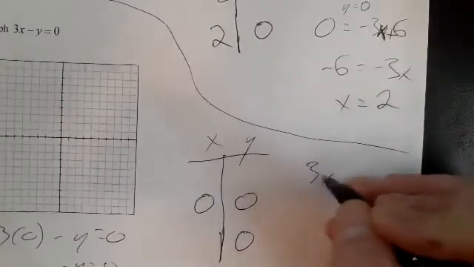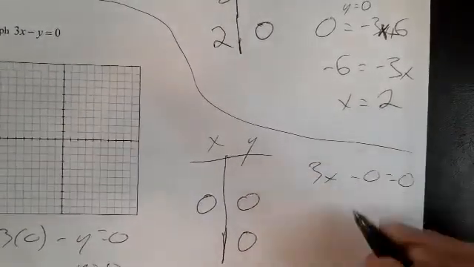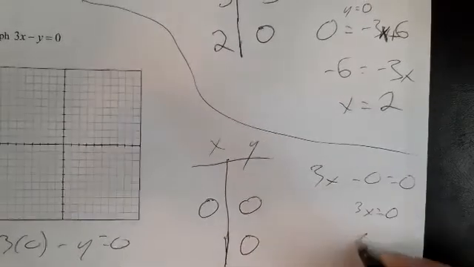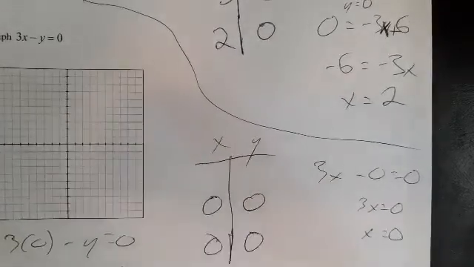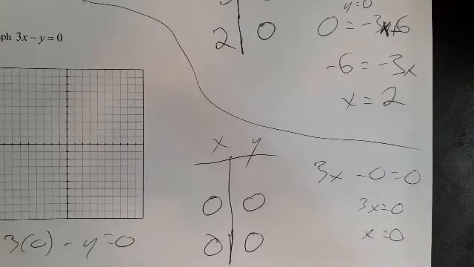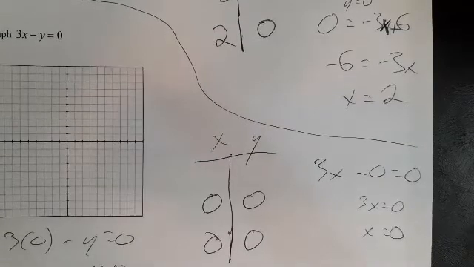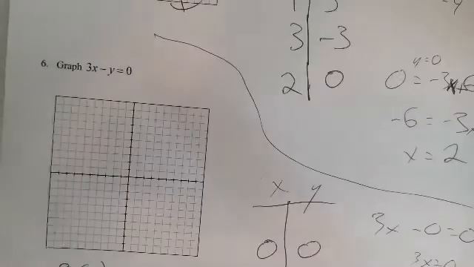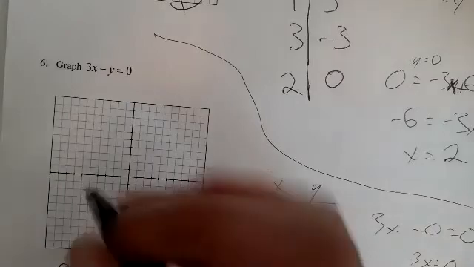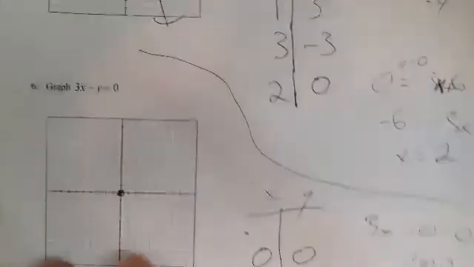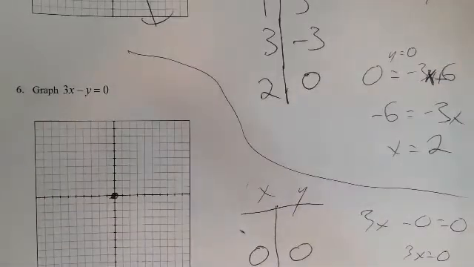Well, I get 3x minus 0 equals 0. I get 3x is 0, or x is 0. So I'm still getting 0. If I plot this, I'm going to plot (0, 0), (0, 0). Uh-oh. That's not going to give me a line. So I have to do something else.